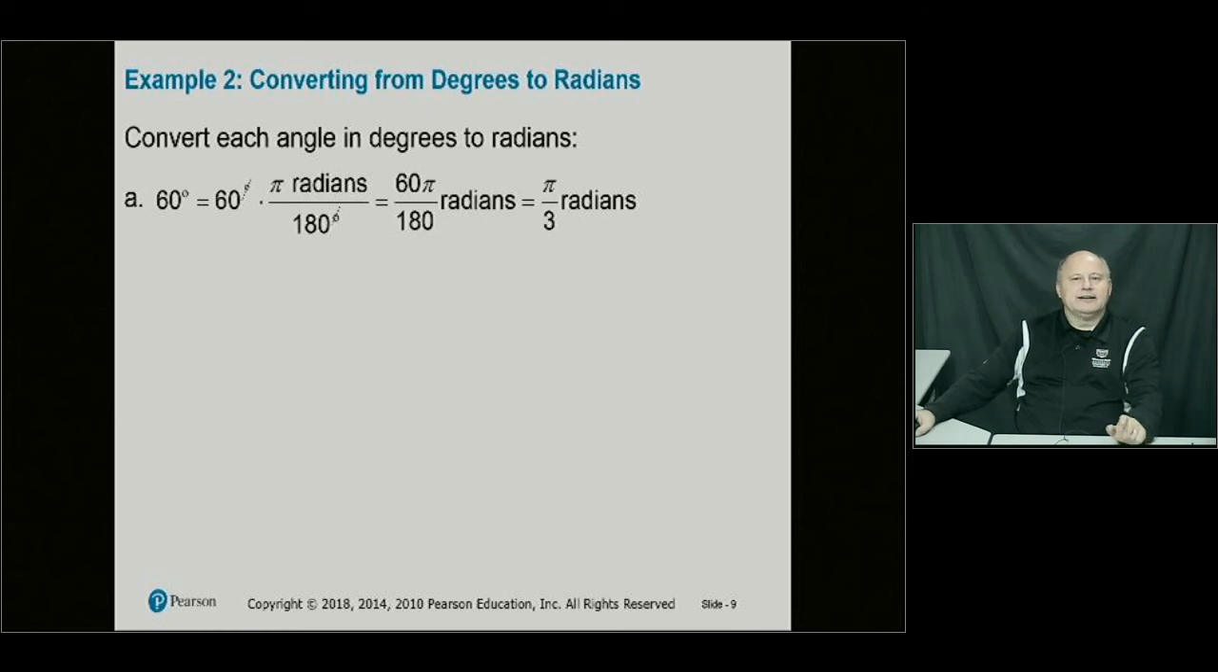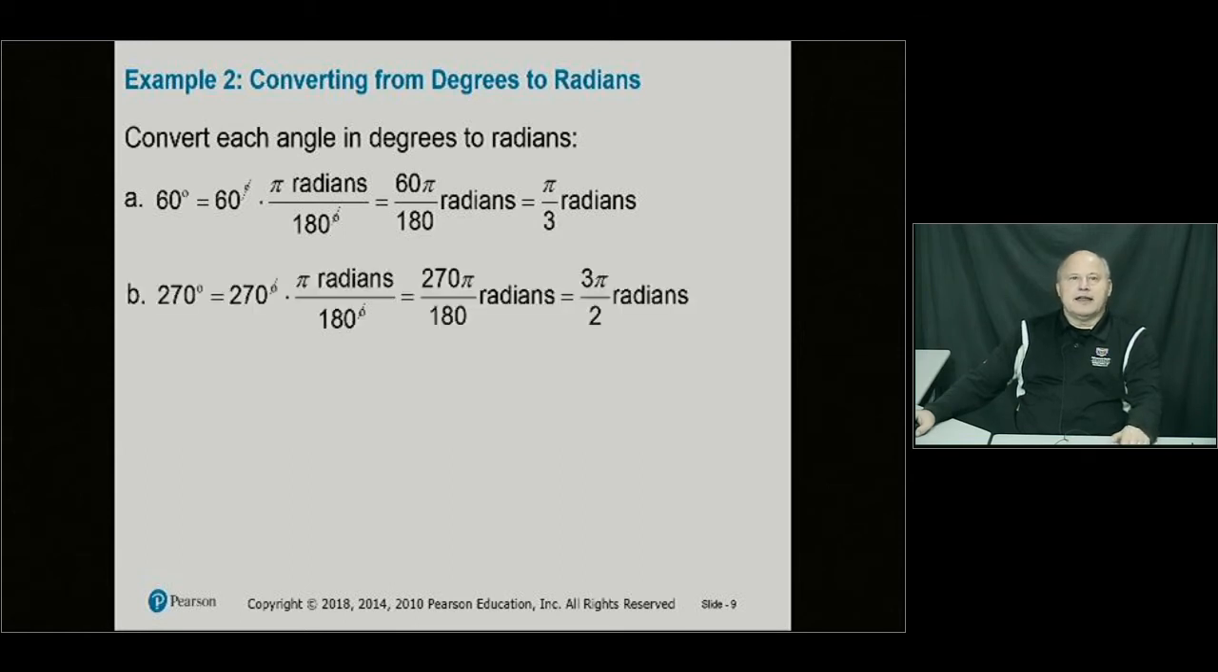So let's say that again. 60 degrees is 1/3 of 180 degrees. So what's 1/3 of pi? Pi over 3. So pi over 3 and 60 degrees are the same, since pi and 180 degrees are the same thing. Now let's do the 270 degrees.